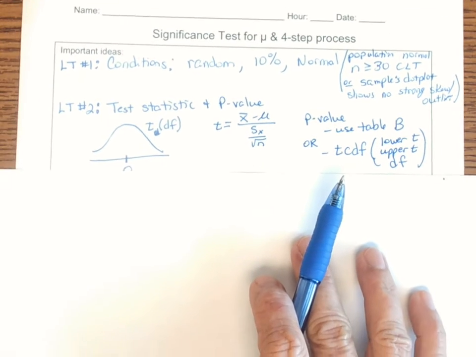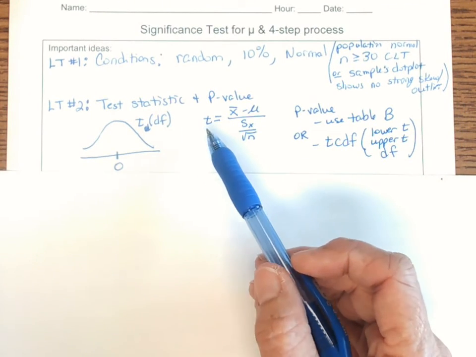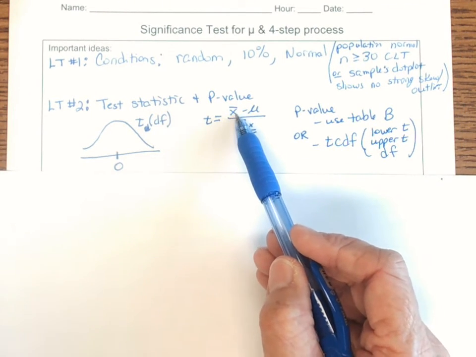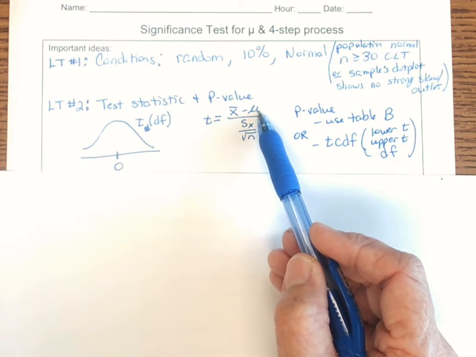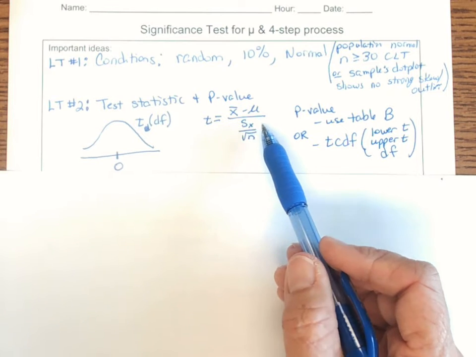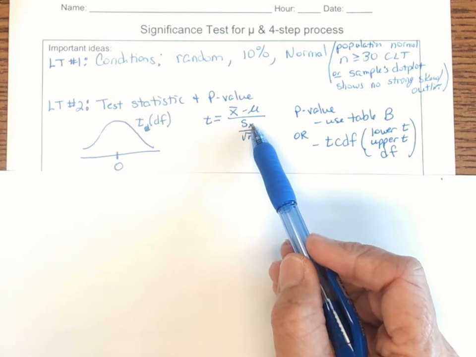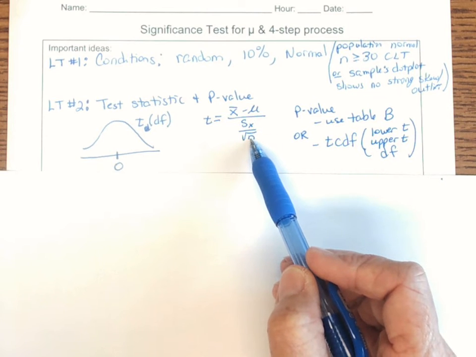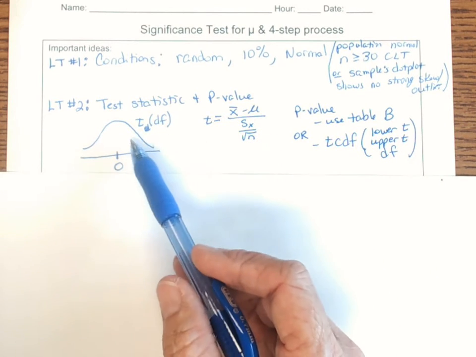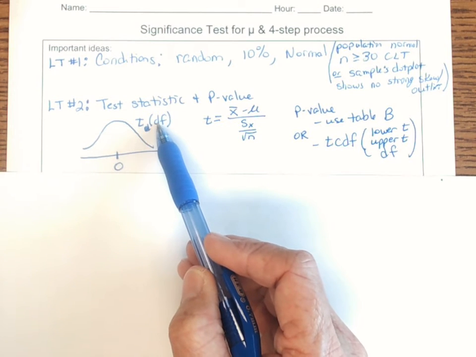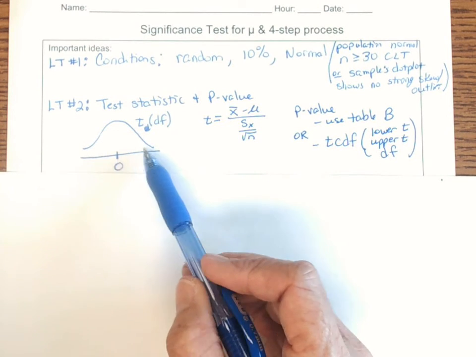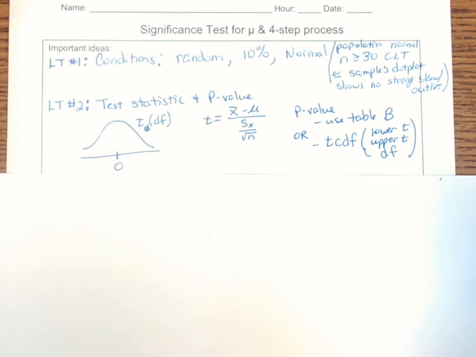The test statistic itself is found by the statistic, which is x bar, minus the parameter, which is mu, divided by the standard error from my sample. So the standard deviation from the sample divided by the square root of n. And if I have to sketch it, a t distribution, I have to state that it's t and the degrees of freedom, and then I would just mark it on my little chart and shade it.